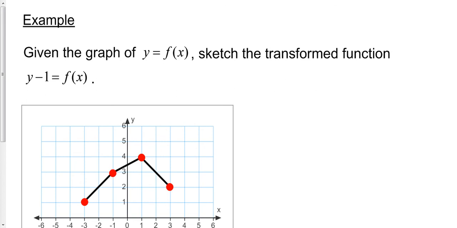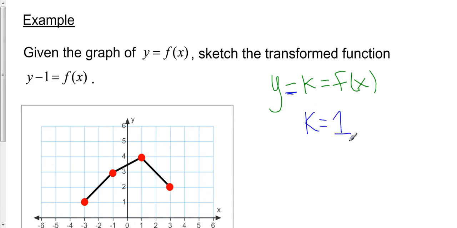We'll do one more example here. Given the graph y equals f of x, sketch the transformed function y minus 1 equals f of x. So here I've used the other notation. Recall from the first slide we had y minus k equals f of x. Sometimes this is a little bit confusing for students. Some students will say, well, k is equal to negative 1. But this is actually not negative 1. This is a minus sign, which means that k is actually positive 1.